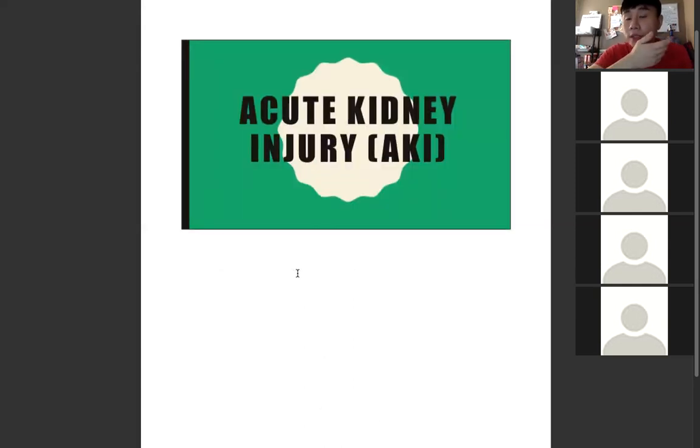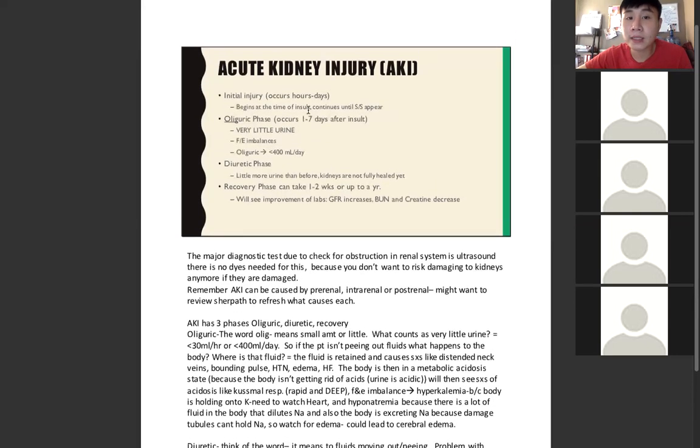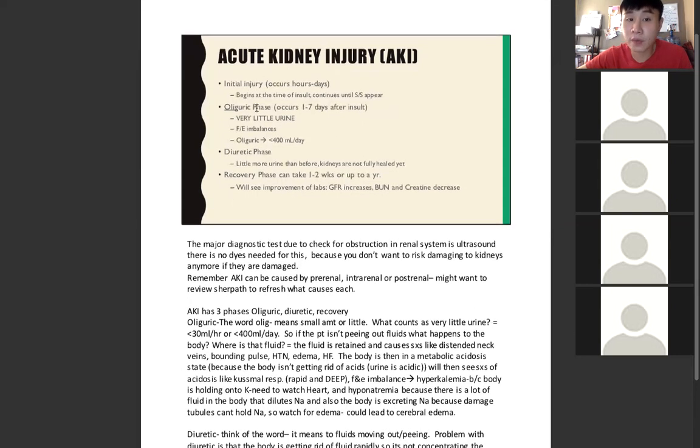Okay, so acute kidney injury. We talked this whole time about acute kidney injury. So what is acute kidney injury? Basically, it will have 4 phases that it will go through. The first phase is initial injury. It begins at the time of the insult and continues until signs and symptoms appear. After the signs and symptoms appear, the patient will go into the second phase, which is the oliguric phase.